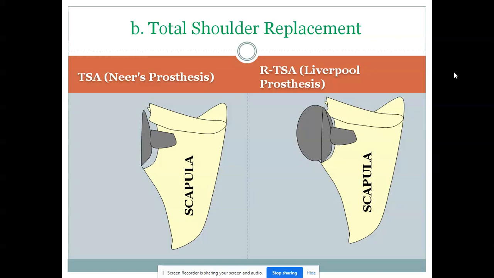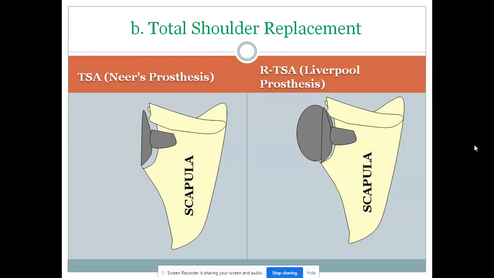Hence, the Neer's prosthesis also is built on the basis of the concave convex rule. Hence, the scapular part of the joint looks as if it is concave, similar to the glenoid fossa. Whereas in reverse TSA, Liverpool suggested that the concave convex rule for the shoulder joint can be reversed. Hence, the glenoid part of the scapula is convex in the prosthesis, as you can see in the two different images under the heading.